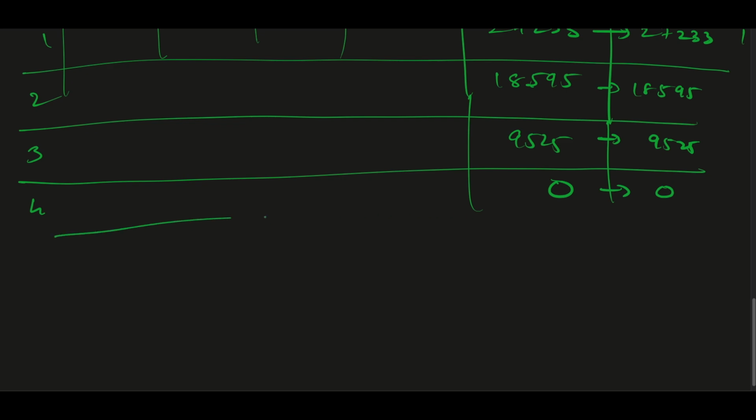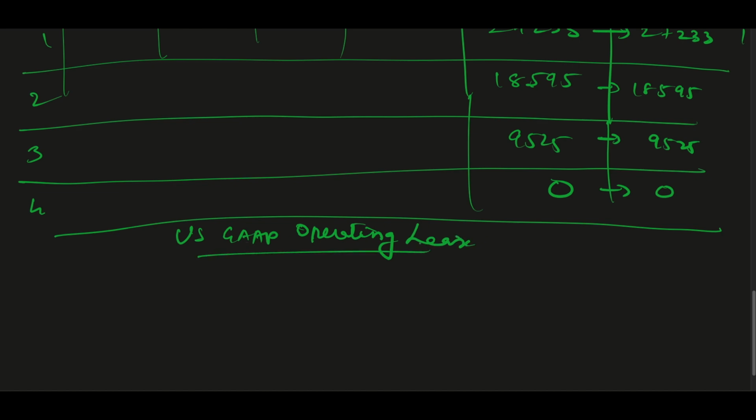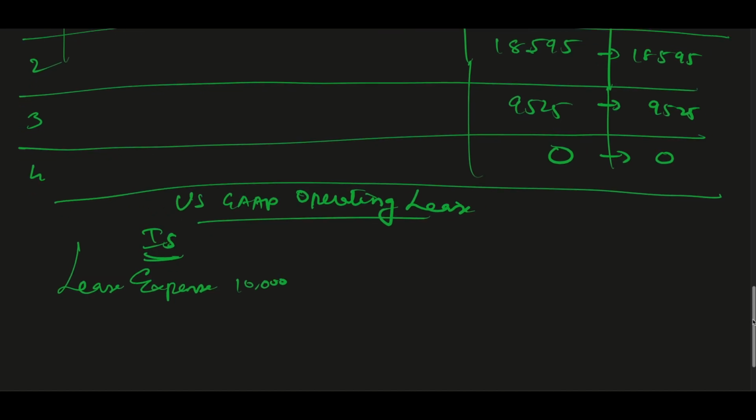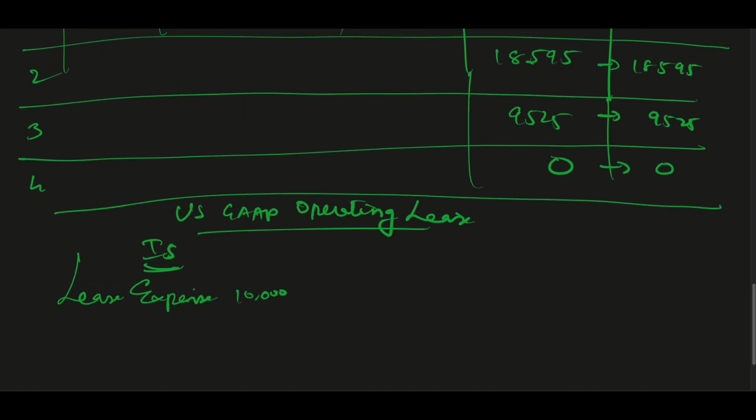See, for this US GAAP operating lease, from the income statement perspective, I will show under the income statement lease expenses of 10,000, because practically that's what the company is paying, 10,000. So that whole 10,000 will be shown as the lease expenses. That means this much cash is going out in lease expenses, under the income statement for US GAAP operating.